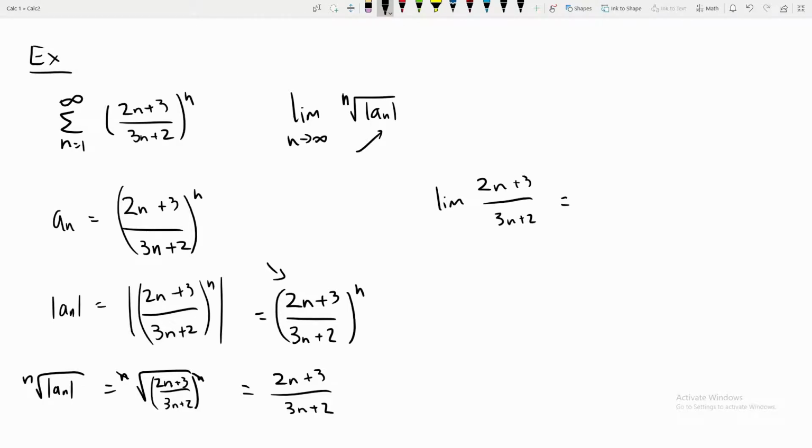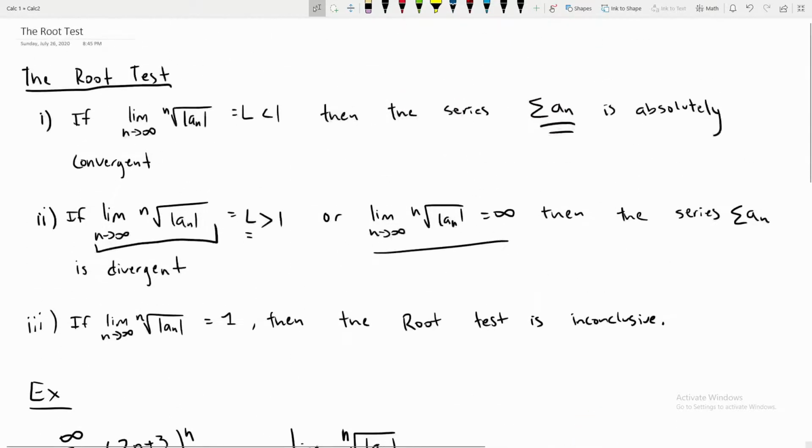And as you can see, this limit is going to go towards 2 over 3, because this is the dominant term and this is the dominant term here. This right here is going to be that L value, and as we can see, that L value is less than 1, meaning that this series is going to be absolutely convergent.